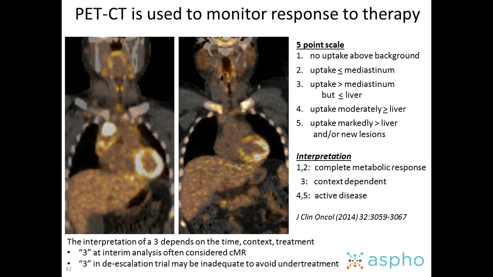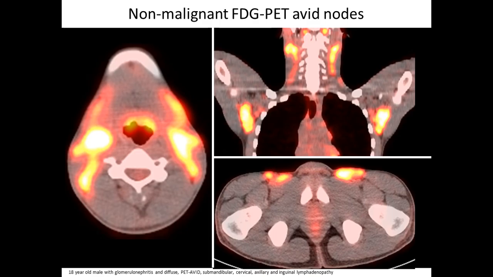The reason 3 is a little bit iffy is a 3 at interim analysis when you're using standard therapies like ABVD or ABVE-PC is usually considered a complete metabolic response. But if you are conducting a de-escalation trial, some experts would argue that a 3 might not be metabolically inactive enough because they want to avoid undertreatment in a de-escalation trial. And I think I have this reference listed at the end of the talk.